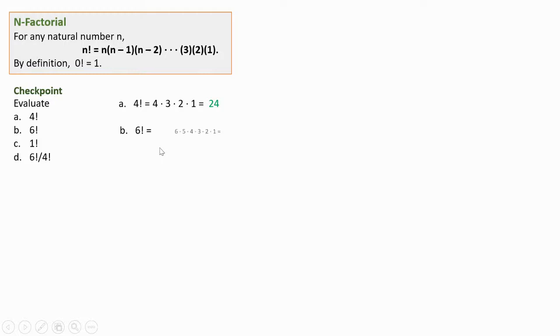6 factorial is the same thing as 6 times 5 times 4 times 3 times 2 times 1. You multiply it out, that's your answer. 1 factorial will just be 1. How about D? 6 factorial divided by 4 factorial. So 6 factorial is 6 times 5 times 4 times 3 times 2 times 1, and 4 factorial is 4 times 3 times 2 times 1. If I wanted to, guys, I could have stopped here.